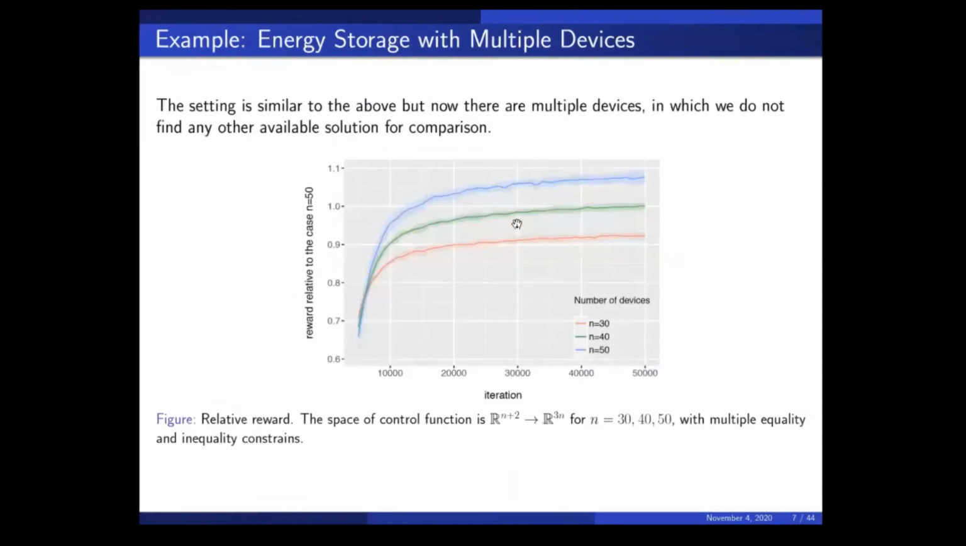You can see that this is an example of energy storage with multiple devices. The number of devices is 30, 40, 50. And this is the reward as a function of the training steps. You can see there's a nice convergence. The solid line is the mean of the reward, and the shaded area is the variation, the fluctuations of different training runs when you choose different initial conditions to train the neural network. So this is the first example.